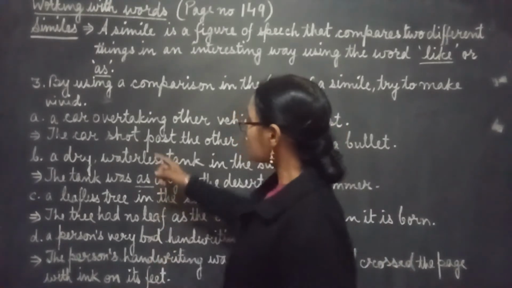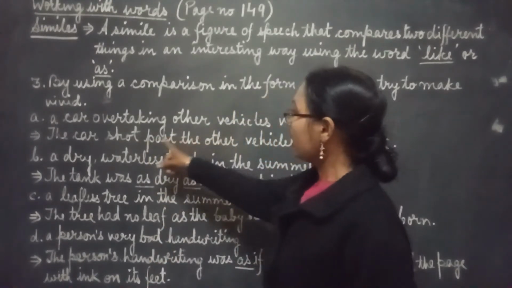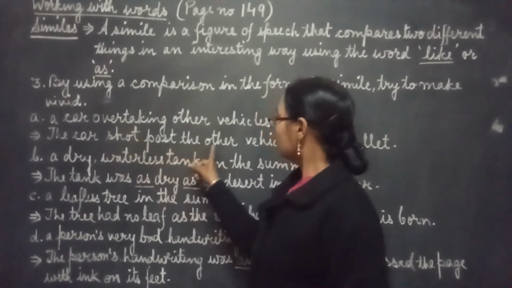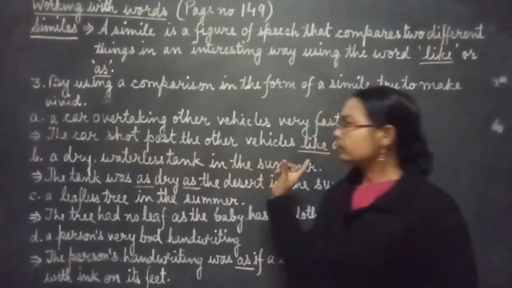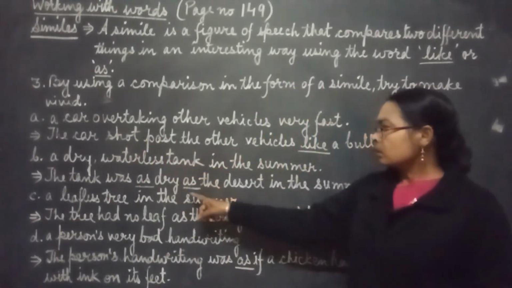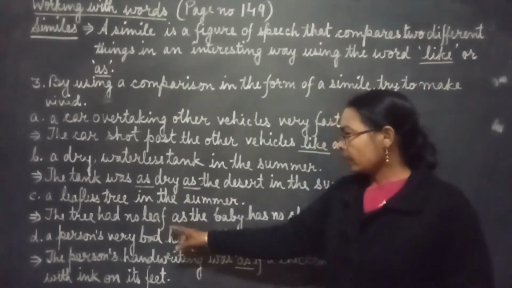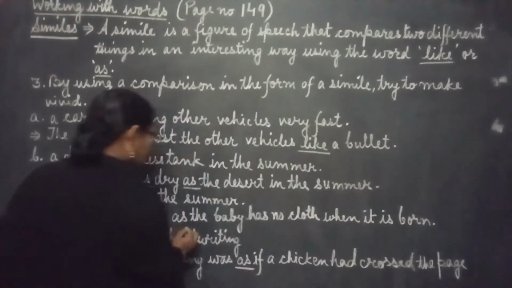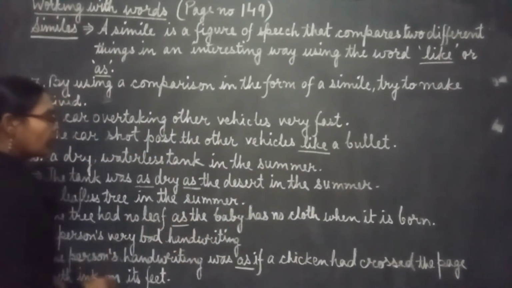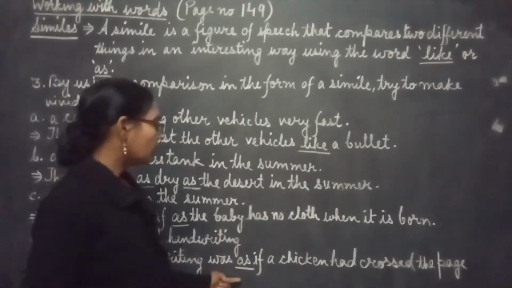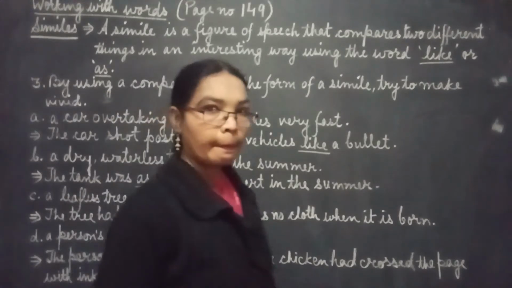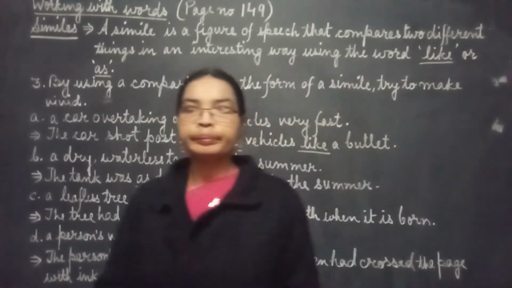Alright. So, in our A number, the word like we got. In B number, as we got. In number C, again as is there. And in number D, again as. Alright.